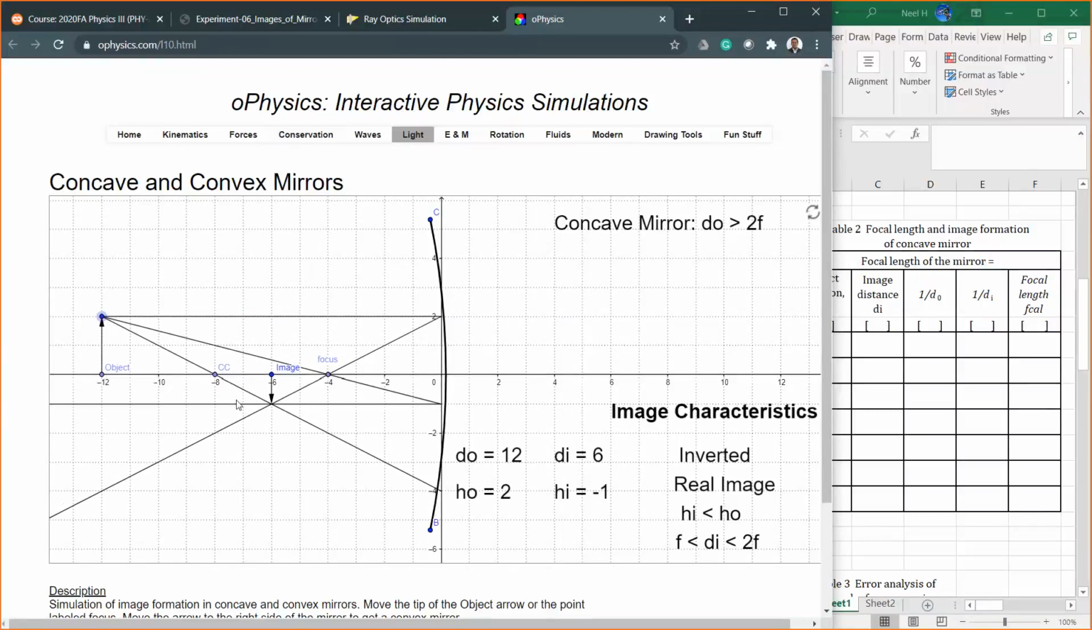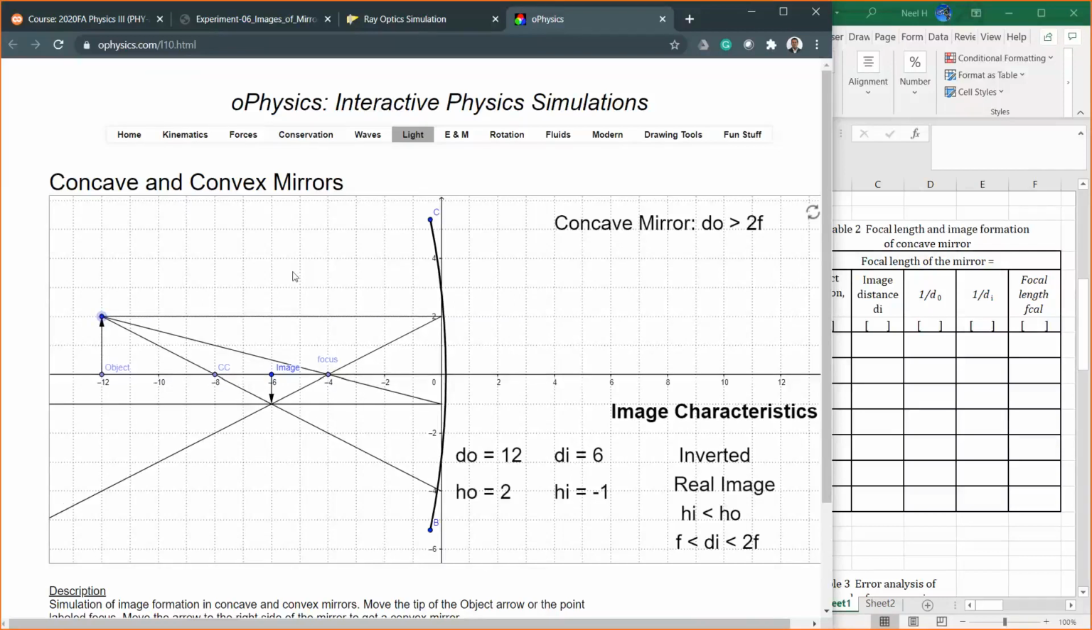So twice the focal point is the center of curvature point, and we're going to start much further away from the center of curvature point, and then slowly bring the object location towards the mirror. Then let's investigate how the image position changes, how the size of the image changes, and accordingly let's investigate the mirror equation.